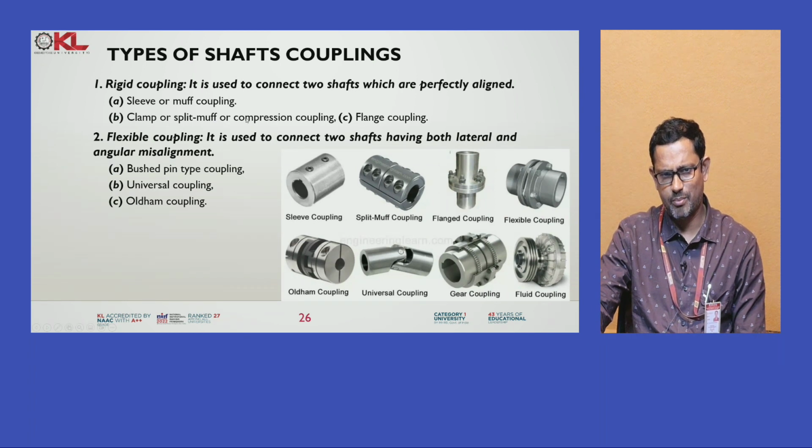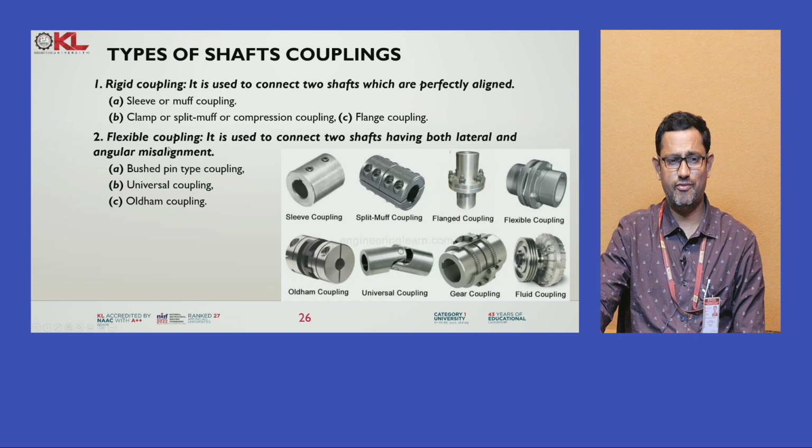Second one is the clamp or split muff or compression coupling. You can attach the shaft here and you can tighten using this arrangement. So you are splitting and then connecting. So, split muff coupling. Third one is the flange coupling. This side one shaft will be there, this side another shaft will be there. These two shafts are connected using this flange, and these two flanges are connected using your bolt and nut assembly. How many bolts and how many nuts we have to use depends on the diameter of your input and output shafts.